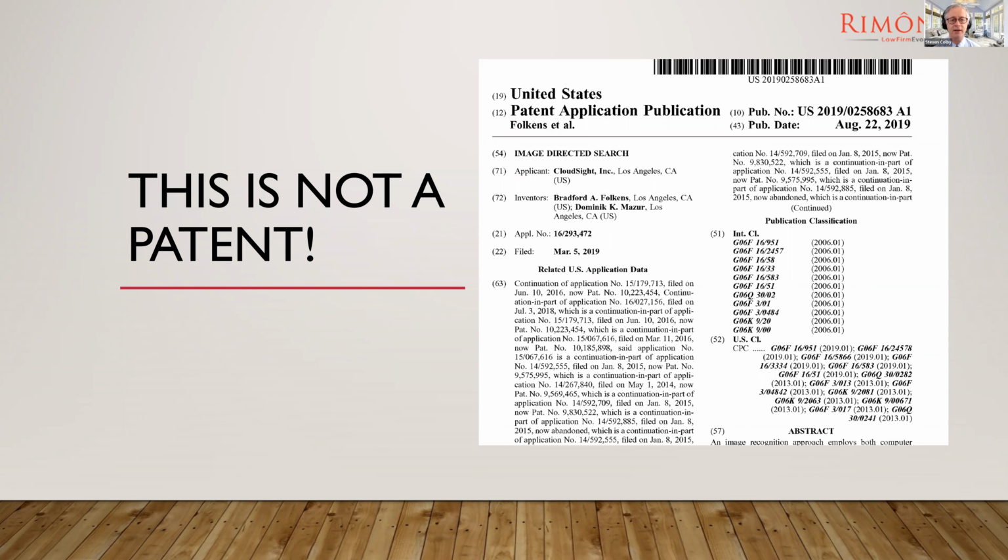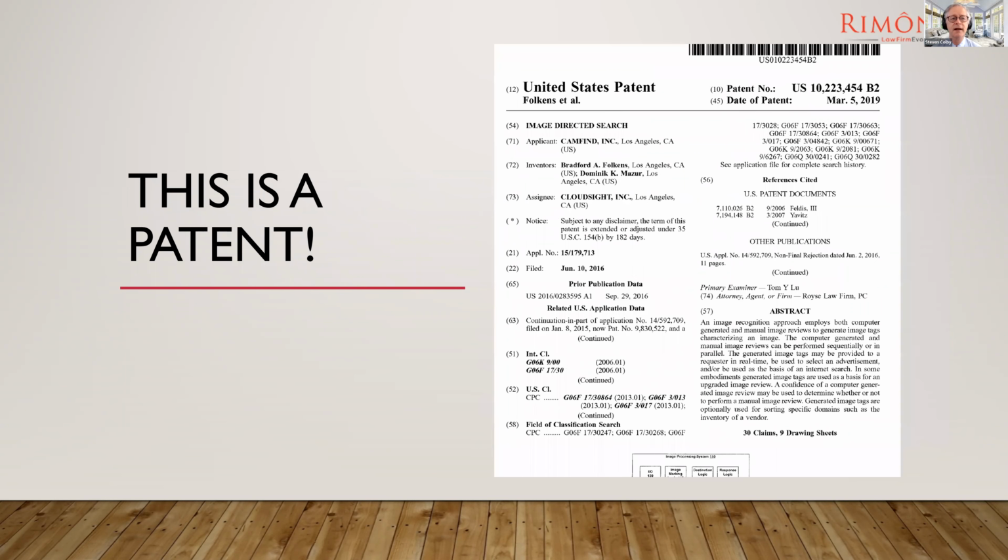Next, now let's look at an actual patent. Yay, here it is. This is a patent, okay? It is by a company called CloudSight, formerly CamFind, right? They changed their name. And this patent issued, we can look at the top line. This is the data page, the part where you see the information about the patent. And I'm going to go through this little bit by little bit.